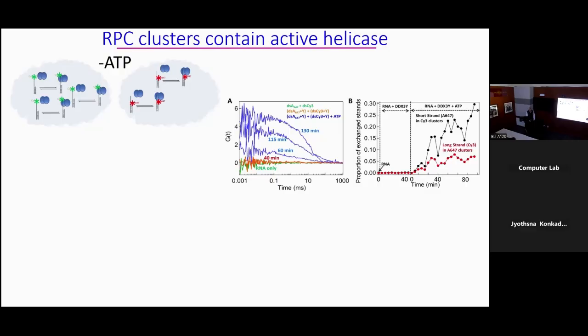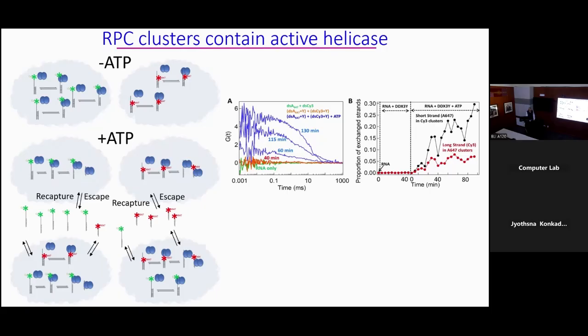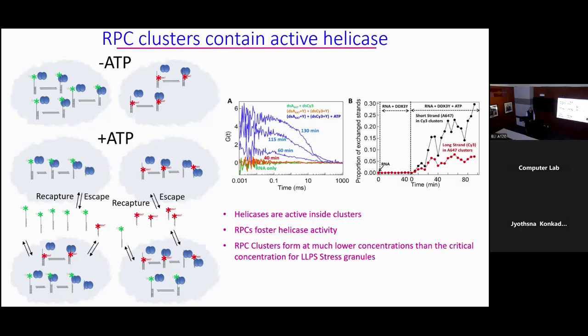But when we add ATP, what happens is the strands get separated and some of them escape from the cluster and get recaptured. So then there's a gradual, very slow increase in the cross-correlation, which only happens when ATP is added, meaning that the helicase activity is active. So then we get clusters with mixed red and green, which is what this shows as cross-correlation in the FCS experiment. So they're active inside clusters. We call them RPCs, RNA protein clusters, and they foster the helicase activity.